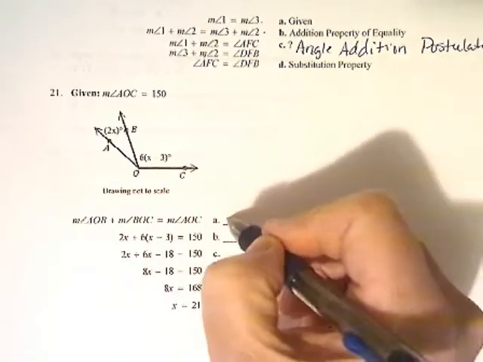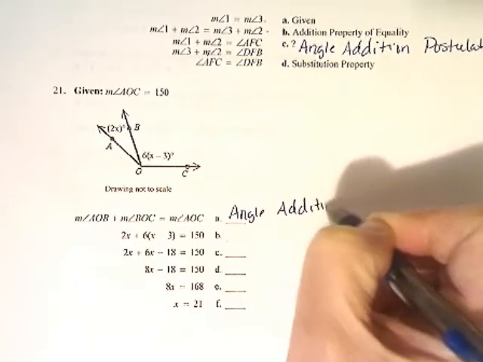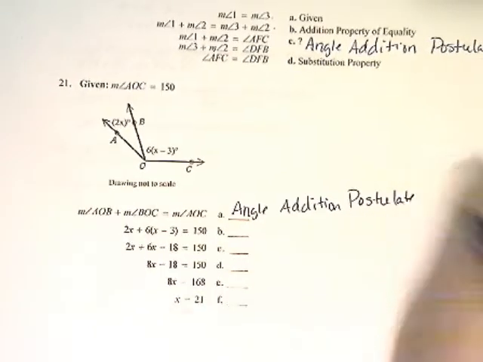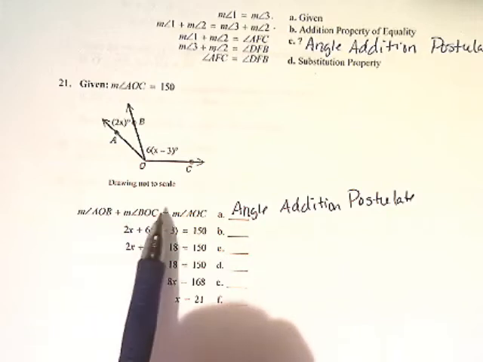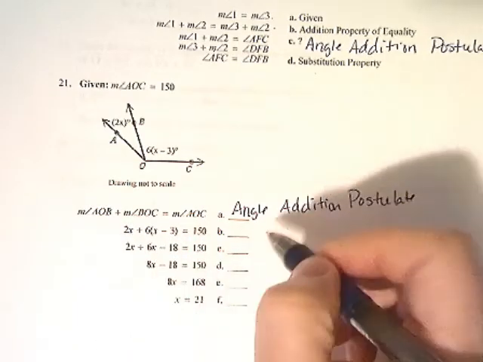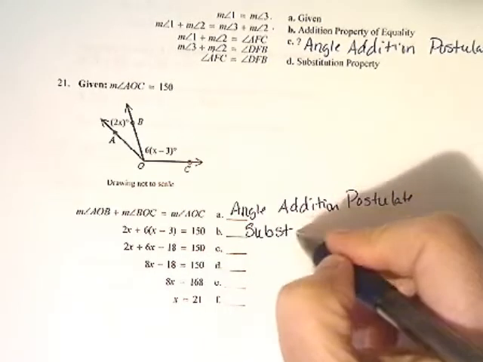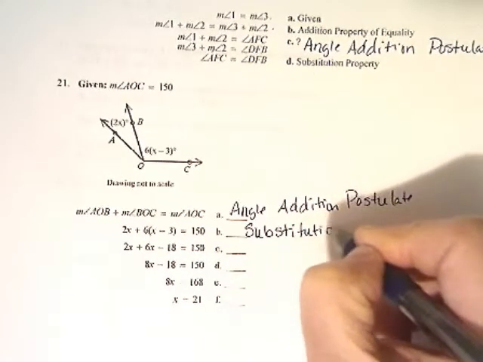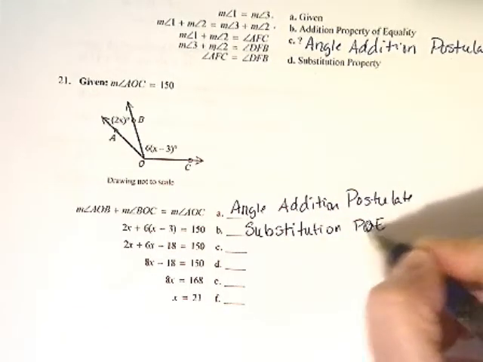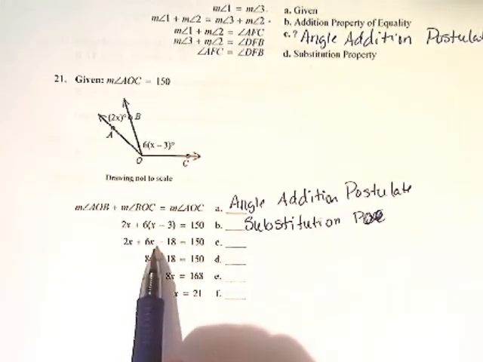That is the angle addition postulate. Then we replace those measures with their values, so that is called substitution. This is property and not of equality because we didn't do it to both sides. Then we distributed.